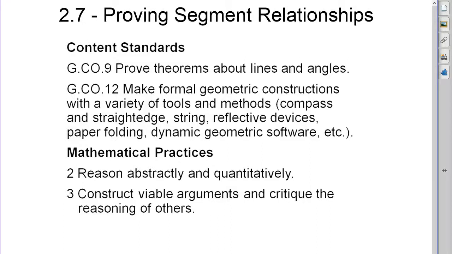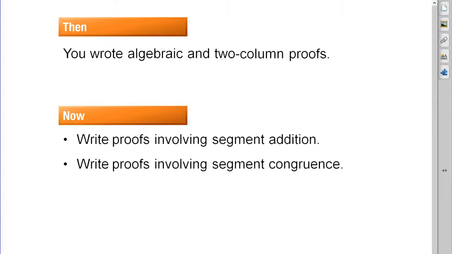Okay, so here we go. This is section 2.7, proving segment relationships. We're going to use those proof skills we built up in sections 2.5 and 2.6, and now we're going to use them with segments. Basically, the entire section is to work with segments. We've written two-column algebraic proofs. Now we're going to do this with segment addition and segment congruence.